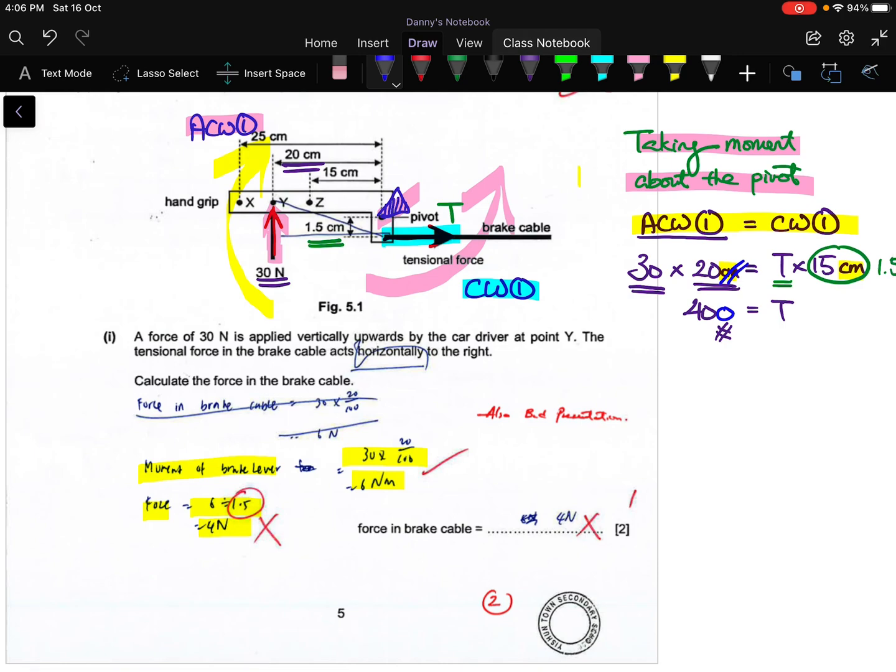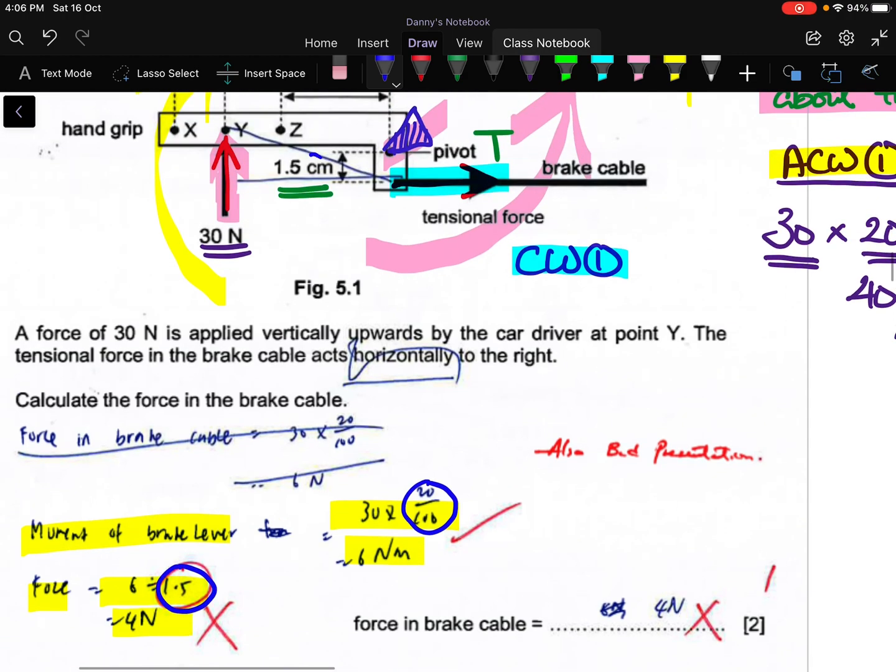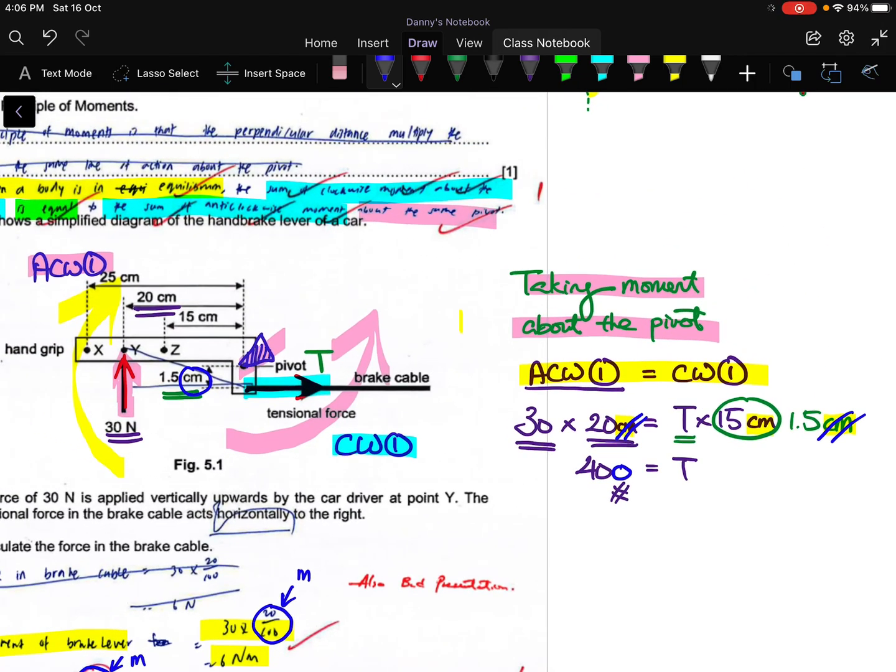So down here, what did she do wrong? Well, she converted 20 to meter, but then she forgot that 1.5 is still in cm. So if you decided to convert this into meter, then you must convert this into meter as well. If not, you will result in an error. So that's why I strongly advise you.